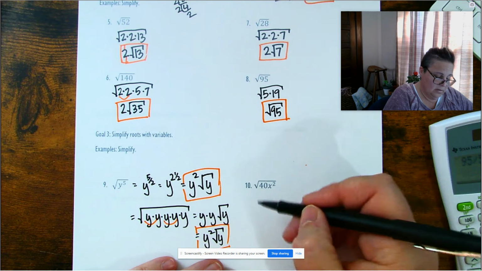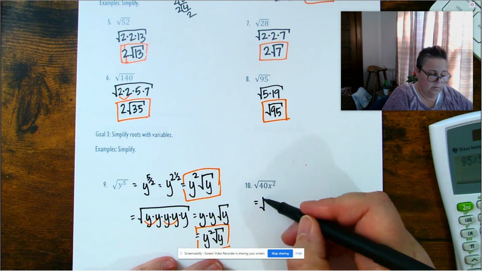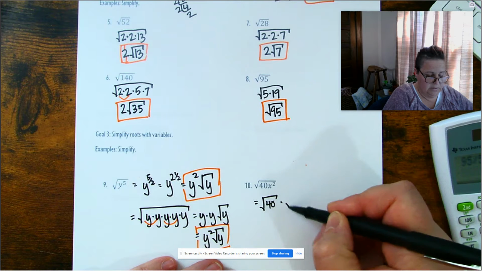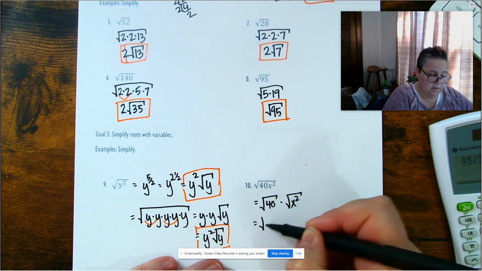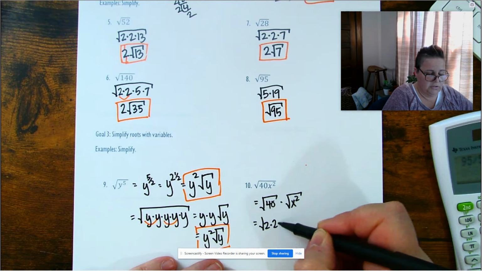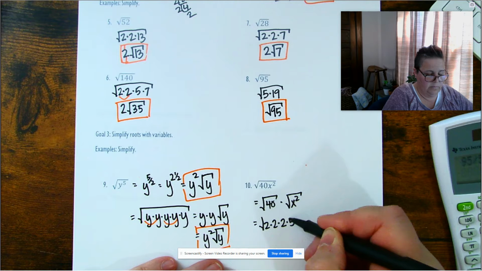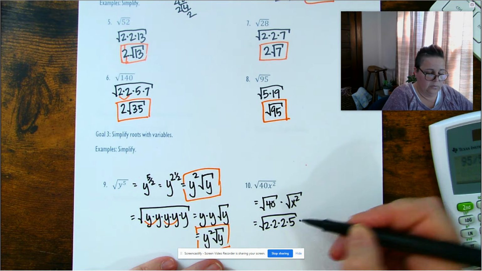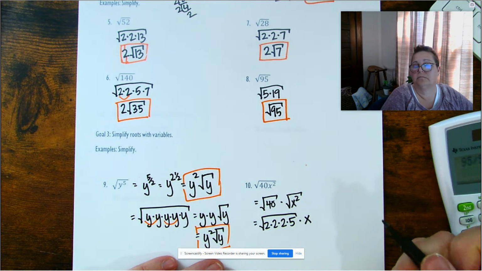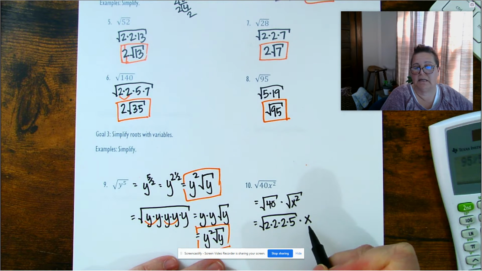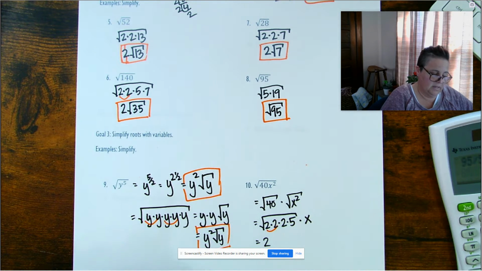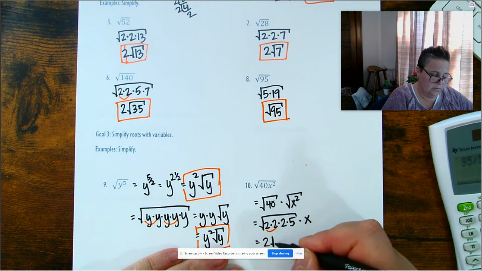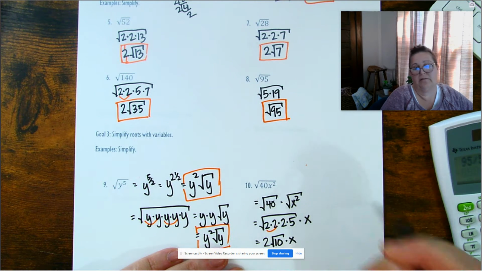40x squared, that will be the square root of 40 times the square root of x squared. Well, the square root of 40 is 2 times 20, which is 2 times 10, which is 2 times 5. The square root of x squared is x. Right? Square root of x squared is x. So since I have a pair of 2's, I can bring a 2 out front. The 2 times 5 needs to remain underneath. So this is 2 times the square root of 10 times x.